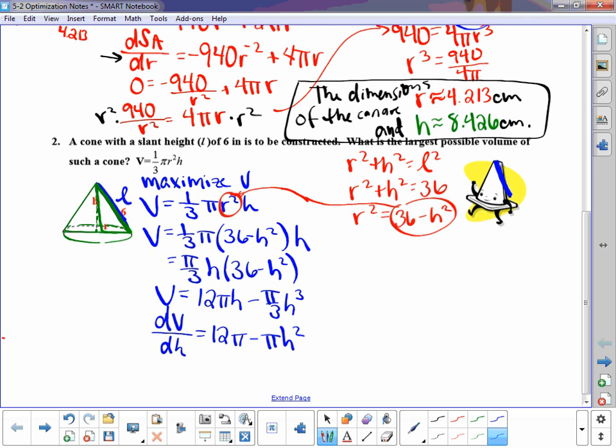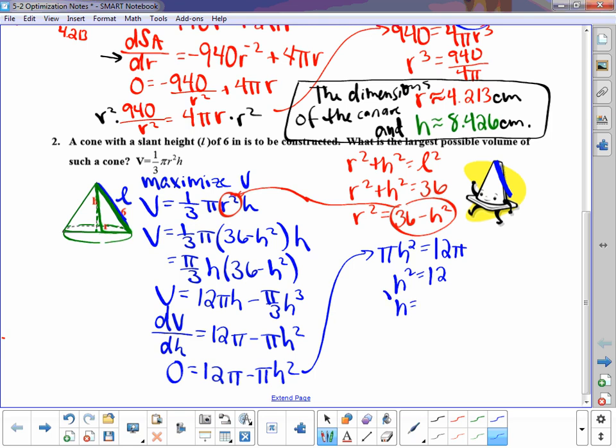So again, we've now taken our derivative. We want to go ahead and set our derivative equal to 0 to find what those critical values, potential maxes and mins are. So we're going to solve for h. So I get pi h squared equals 12 pi. Divide by pi on both sides, get h squared equals 12. So h equals, it breaks down to 4 and 3, plus or minus 2 root 3. So for h, I get two potential answers, a positive 2 root 3 and a negative 2 root 3.